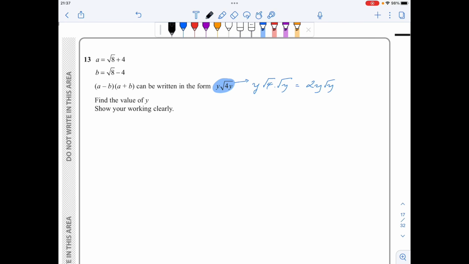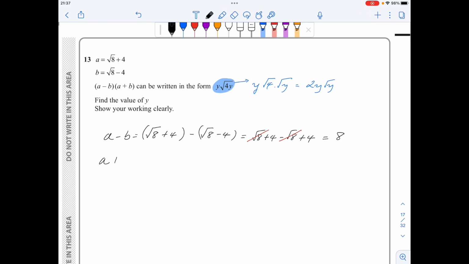So let's begin. a minus b is equal to square root of 8 plus 4 minus square root of 8 minus 4. I'll expand the brackets, square root of 8 plus 4 minus square root of 8, and then minus minus 4 will give me plus 4. The square root of 8 with the minus square root of 8 cancel out, and I'm left with an 8.